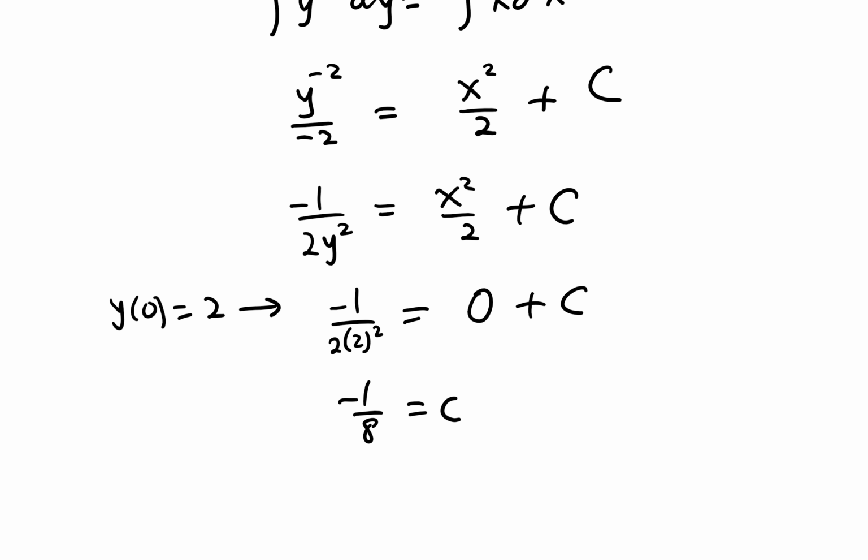We get negative 1 over 2y squared equals x squared over 2 minus 1 over 8. Now, people say, do I have to simplify more? Do I have to get y by itself? You don't have to for now, so this would be fine.